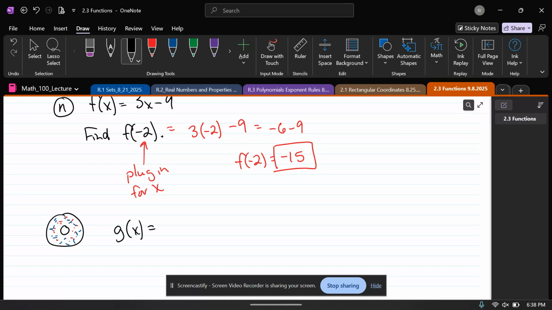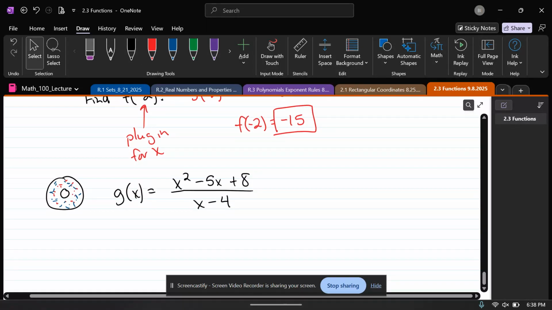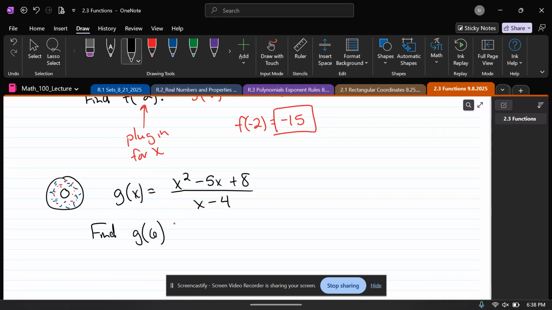All right. Here's our function, g of x. Let's do x squared minus 5x plus 8 over x minus 4. Don't freak out yet. We're not doing domain. We're just doing function value. We want to find g of 6. So what do we do with the 6? Everywhere there's an x, put a 6.